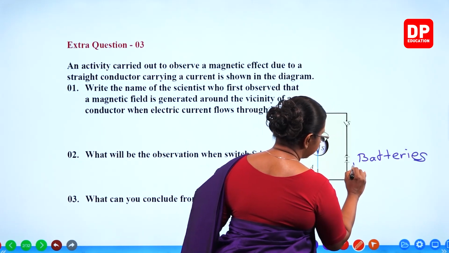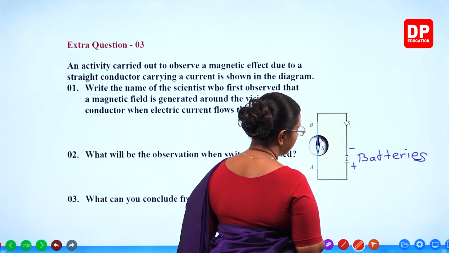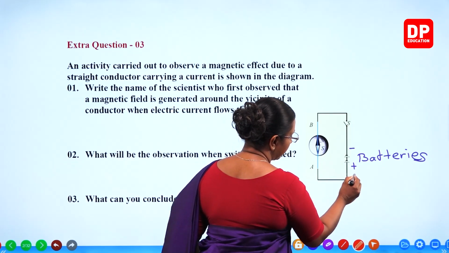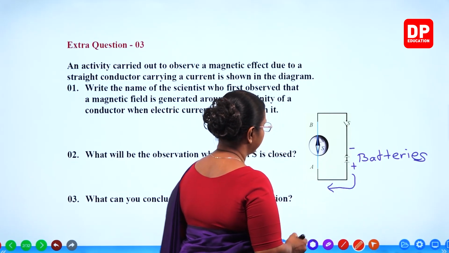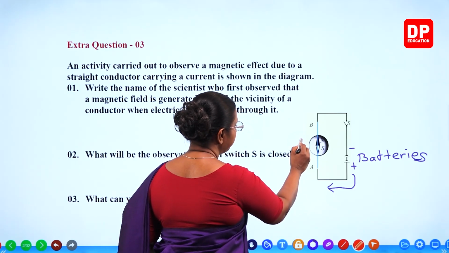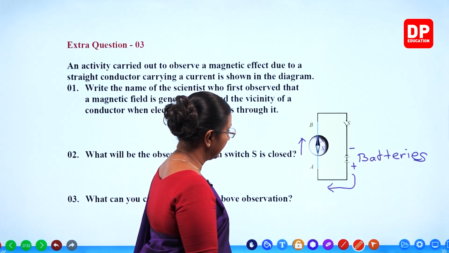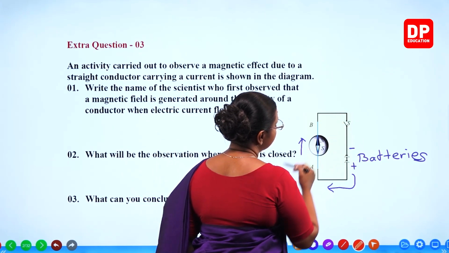So you can see this is the positive terminal, negative terminal. So in this circuit, if the switch is closed, current will flow in this direction. So here it will be from A to B. Current flow will be from A to B. That is when switch S is closed.